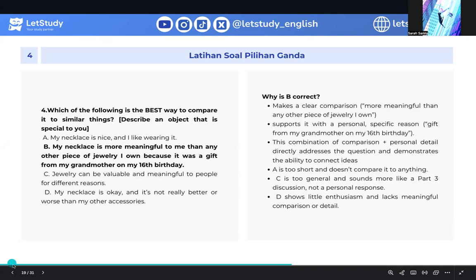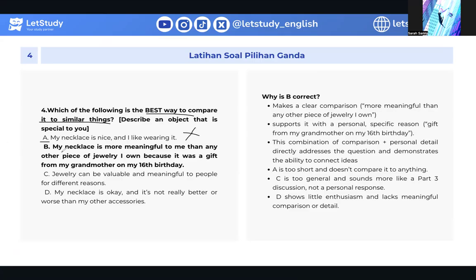Okay, now on to question 4. Which of the following is the best way to compare it to similar things? To describe an object that is special to you. Now, A is "My necklace is nice and I like wearing it." Now, kan it says the best way to compare it to similar things. A doesn't have comparison, so it's wrong.